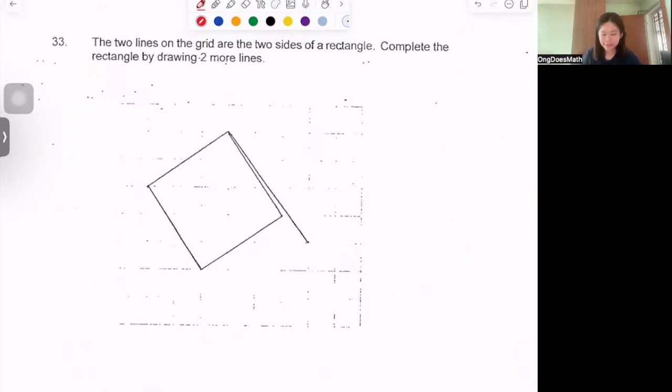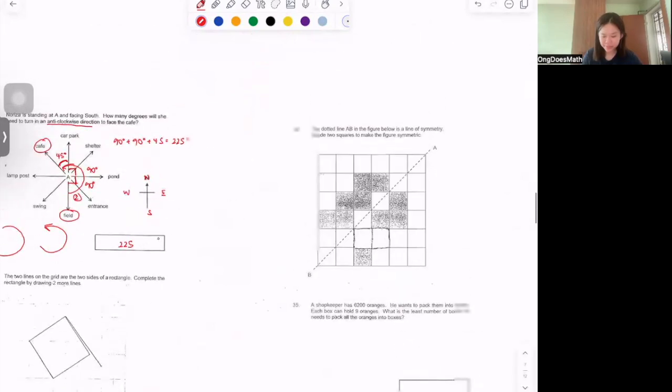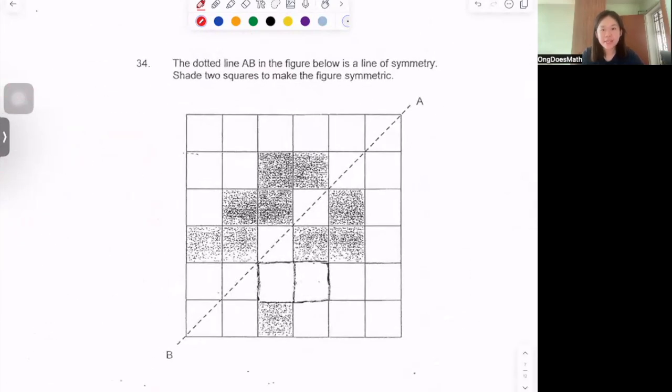The rectangle has been completed for you, so we'll skip this question. Next, the dotted line AB is the line of symmetry. Shade 2 squares to make the figure symmetric. So like what I emphasized in class, line of symmetry just means a mirror. If you look at yourself in the mirror, imagine yourself standing in front of the mirror. When you walk closer to the mirror, the figure, like yourself in the mirror, also starts walking closer to you, right? It doesn't walk further away from you. Yeah, so you can go and look at yourself in the mirror.